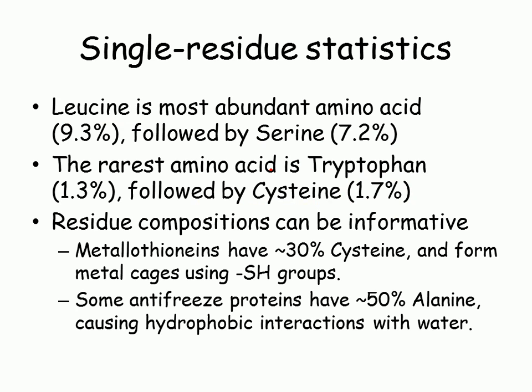Just looking at the residue composition of proteins can be helpful and informative for the functionality of the protein. For example, the metallothioneins have a 30% content of cysteine. And these form metal cages by using disulfide bonds between the sulfur groups. And some anti-freeze proteins have 50% alanine, which is responsible for hydrophobic interactions.